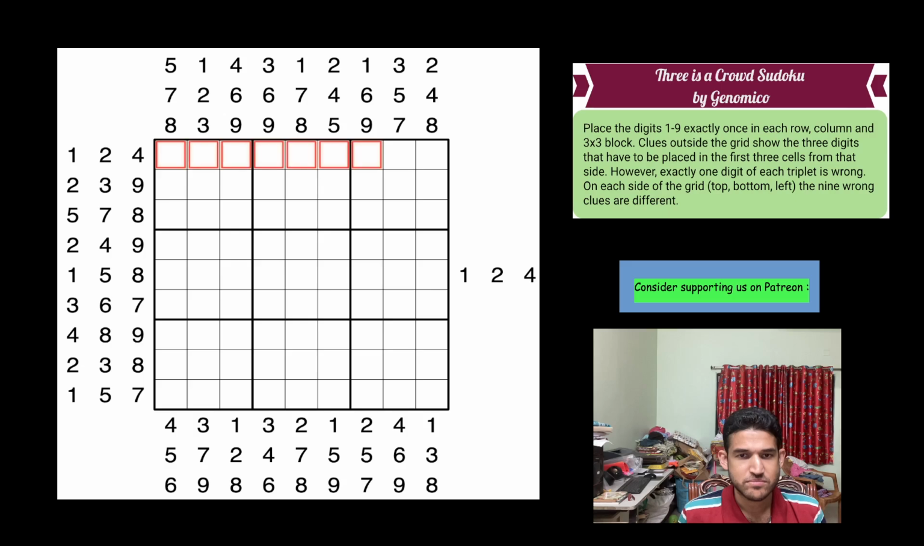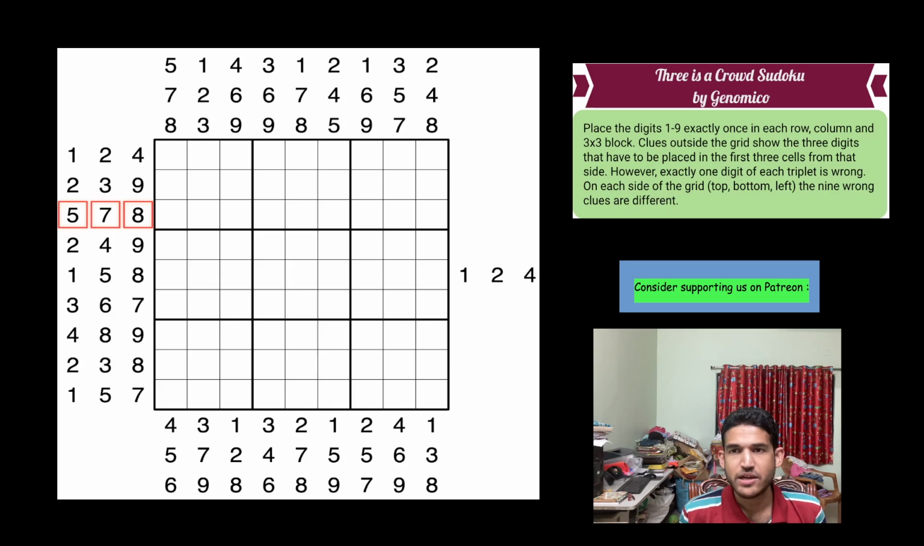Each row, each column, and 3 by 3 box in the grid has digits 1 to 9 without any repetition. And then the rules state that clues outside the grid show the 3 digits that have to be placed in the first 3 cells from that side, right? So you can see that across each column there are clues, 3 clues given on the top and 3 clues given on the bottom, and similarly for the rows, 3 clues on the left, right?